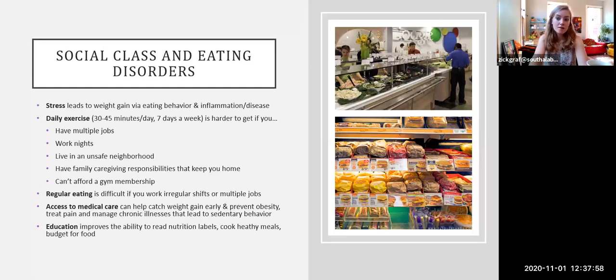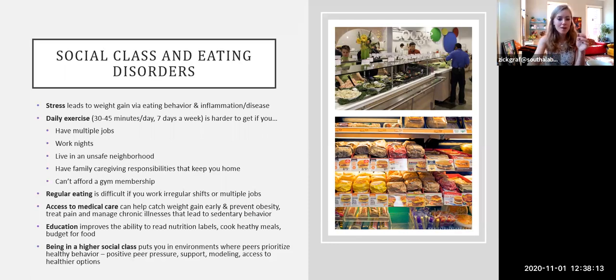Poverty is associated with lower education, and people with more education have more ability to do things like read nutrition labels, cook healthy meals, do all of that really complicated, effortful budgeting that the government thinks all food stamp recipients should just be able to do.